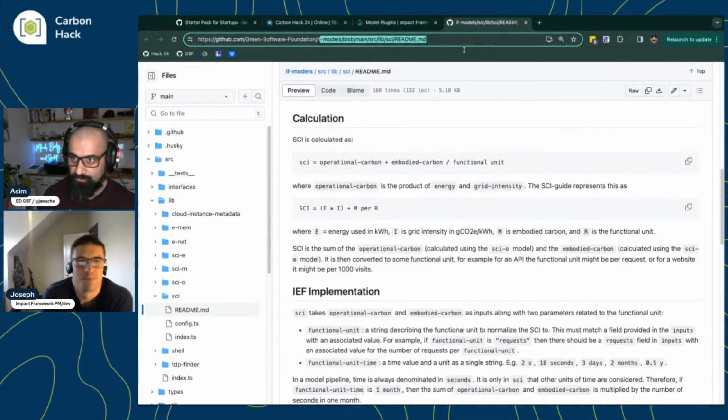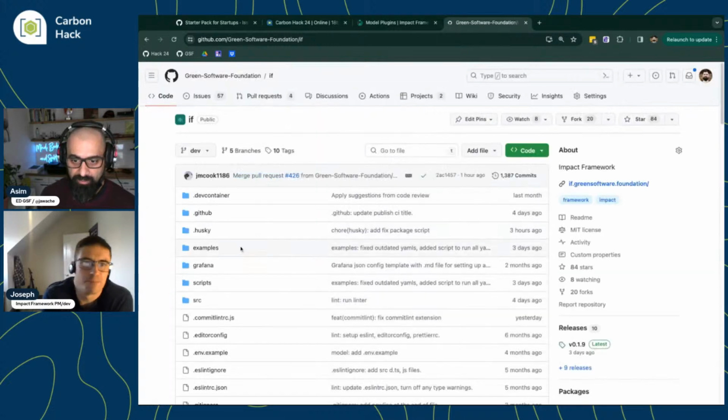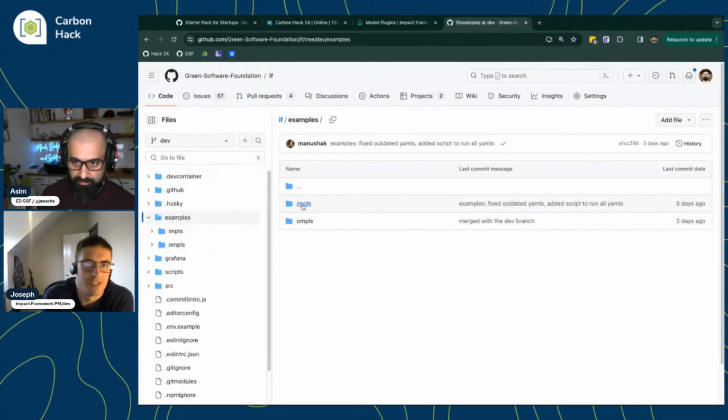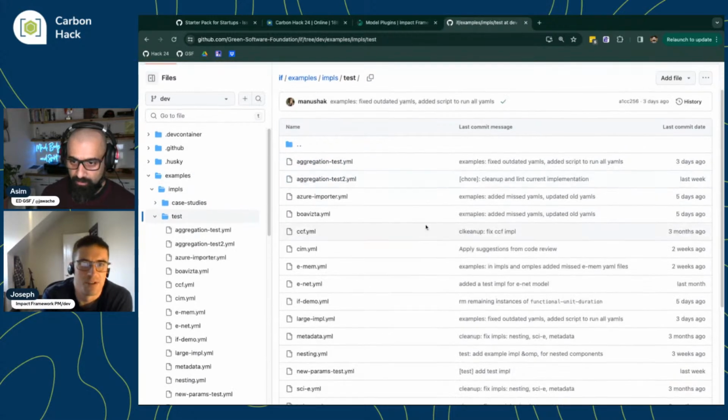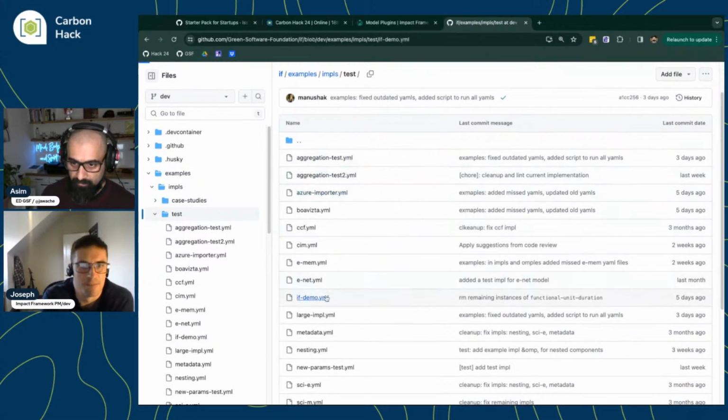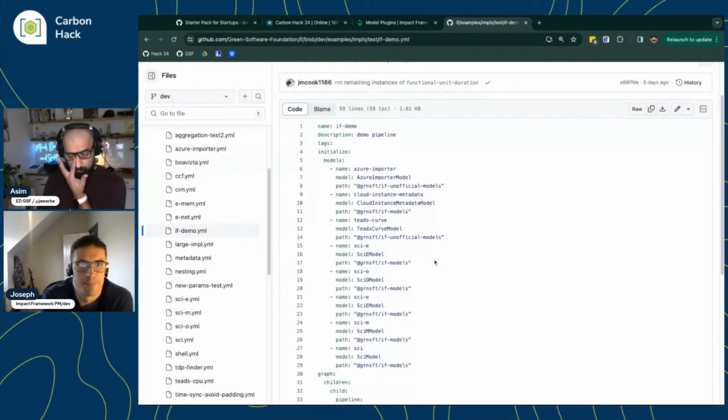I'm just going to go to the source code and try and build up, where do we have it? Examples. You can go IF. Yeah, IF demo impulse test. Okay, IF demo's got a long pipeline in it. Here we go. So this is a long pipeline.